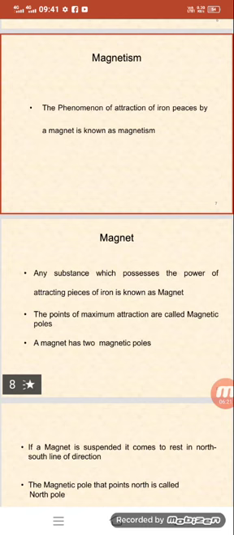Suppose we take one magnet and sprinkle iron pieces surrounding it. That magnet attracts all the iron pieces surrounding it, but the maximum attraction, or maximum concentration of iron pieces, happens at the ends of the magnet. At the ends of the magnet we have the highest concentration of iron pieces, and those points we call the magnetic poles. So the magnetic poles are the two names that we have.